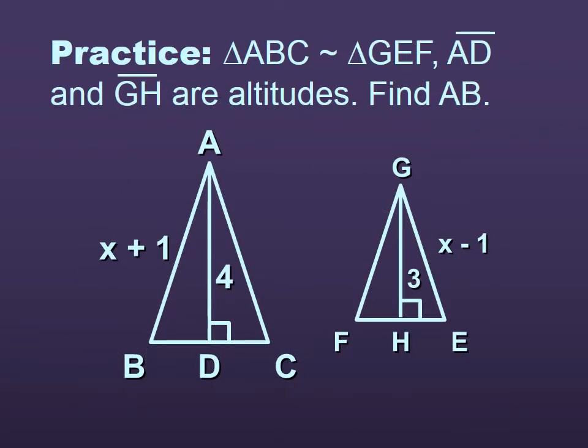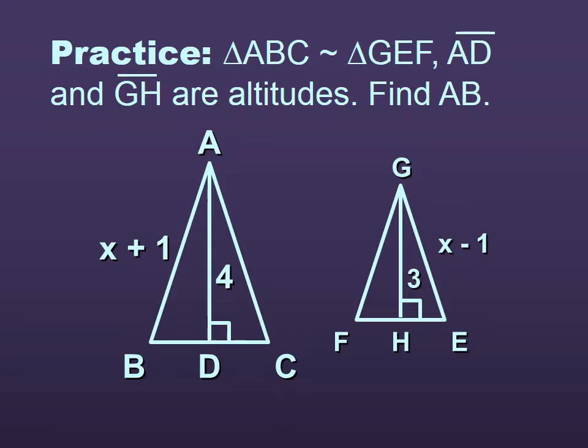All right, let's do some practice problems. In this one, we have ABC is similar to GEF. Notice ABC is going this way and GEF is going this way, which means that AB corresponds with GE. They look like they don't, but they do. We have to read the order of the letters here. Don't get confused by the image. It says AD and GH are altitudes, which means we can use our theorems about ratios. And we want to find AB.